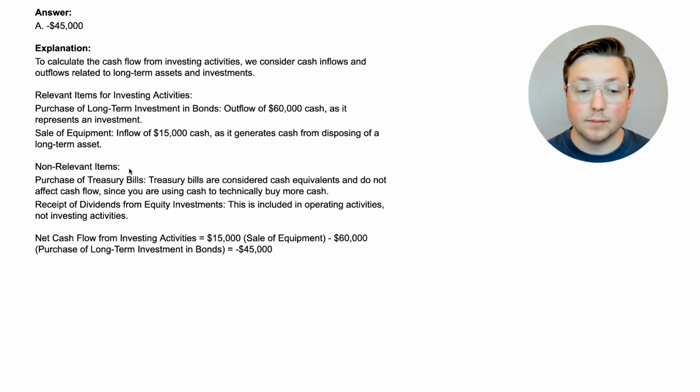Now the non-relevant items. This one might have been a little bit confusing or tricky. Treasury bills, that is technically something you bought. It's kind of an investment, but technically it's considered a cash equivalent. So in the end, they were really just spending cash to purchase the cash equivalent. So the cash didn't really change as far as the cash flow statement is concerned. So technically nothing happened there.